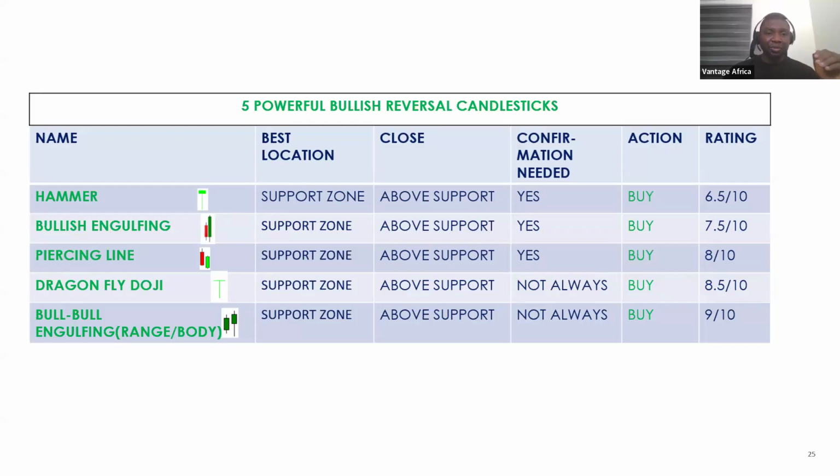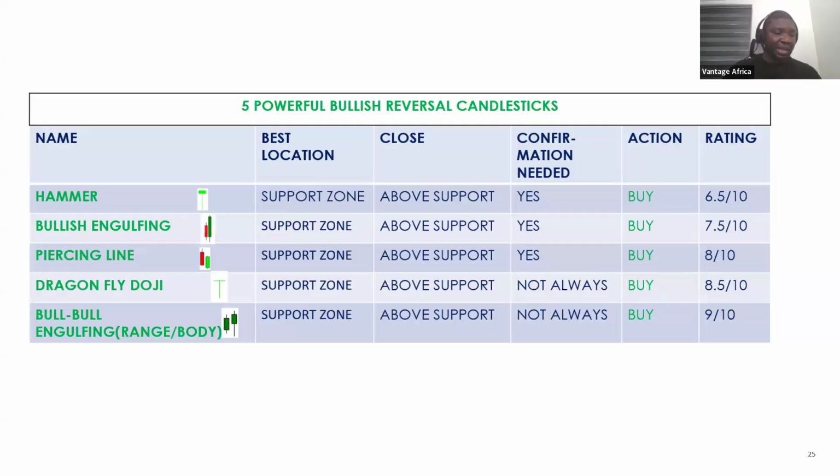When you see these ones at areas of market reversal, especially at what we call a support zone or demand zone, support zones are also what we call demand zones. When you see these candle patterns at support or demand zones, then that is telling you to buy.